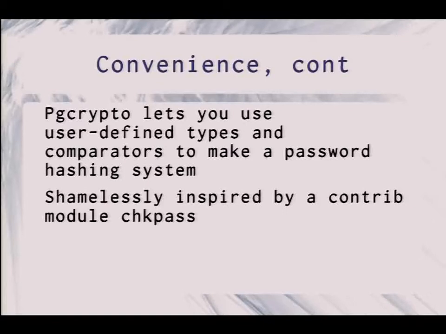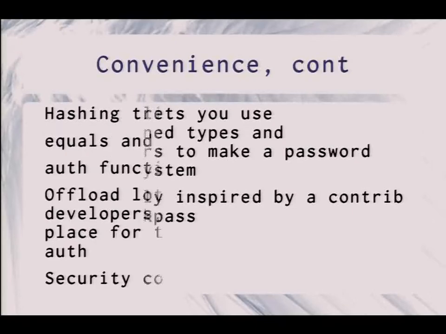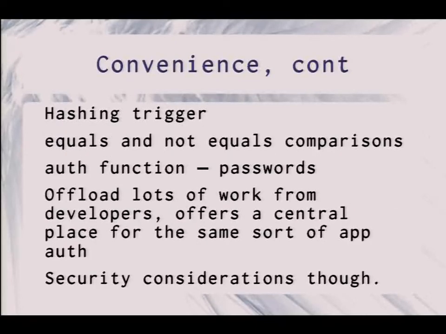And you can mix them with functions and things like that. And one of the things that I used was I made a password type and a couple of comparison functions to do password hashing, because it had been done really inefficiently in the web app before. And it was inspired by the checkpass contrib module, which was actually really cool but didn't quite do what I want. There's a little trigger that basically just hashes the password as it comes in. A password is equal to something or not equal. The hash is equal or not equal. There's really nothing else.